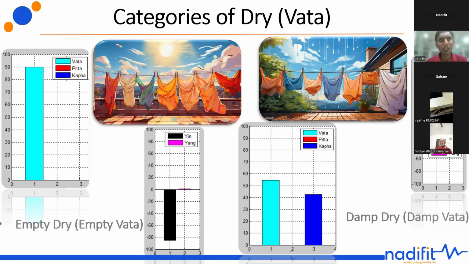And when it comes to damp vata or damp dry, I'll take the same cloth. Now this time it is rainy season. If the external weather is too damp, all these cloths absorb water in the air or the rainwater, and they are unable to move, because the cloth becomes very heavy because of the dampness. In Ayurveda, this is completely vata kapha. Vata kapha means the kapha is obstructing the vata.